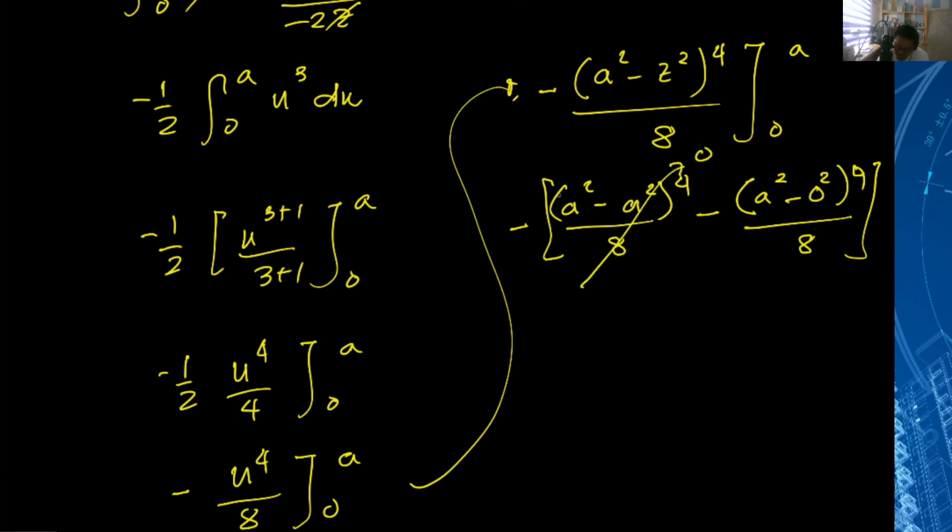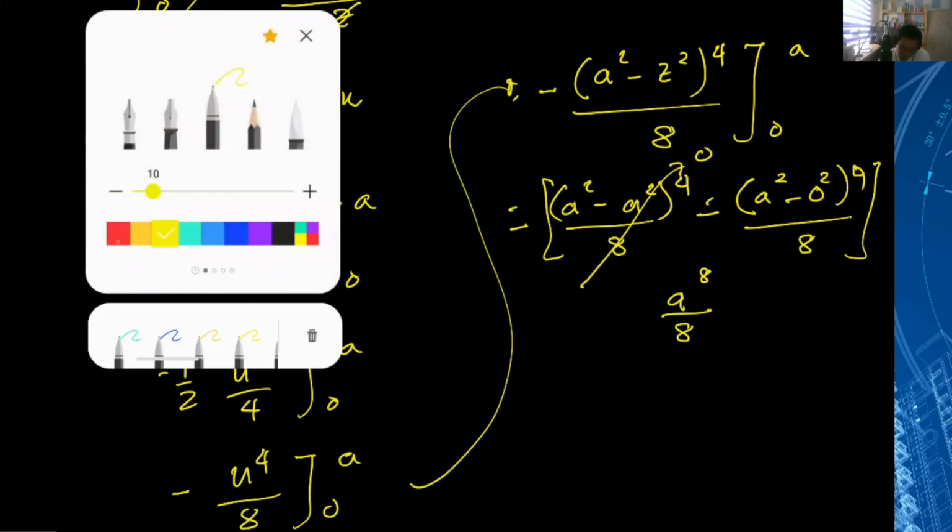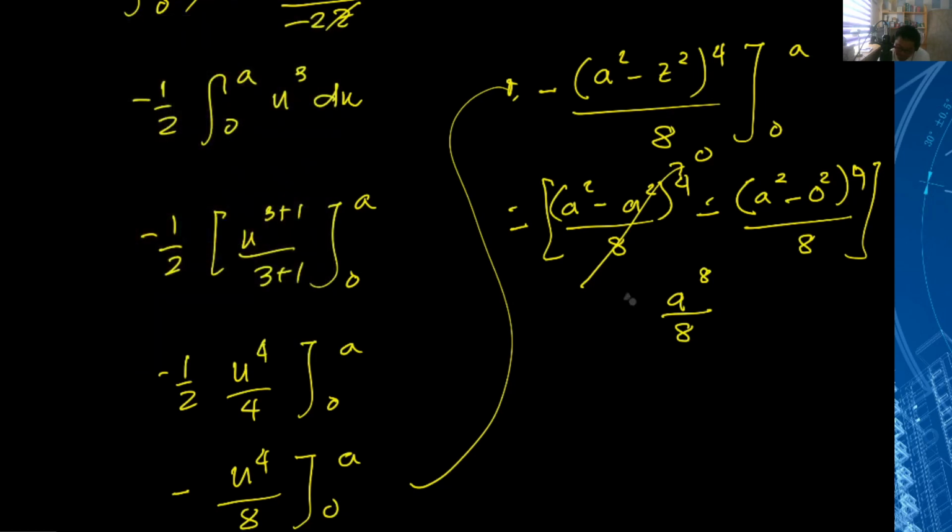So this becomes negative times negative. This is positive already. So therefore a squared minus 0 squared. So this becomes what? a to the 8 over 8. Okay? Positive. Because negative times negative becomes positive. Okay, so this is now your final answer.